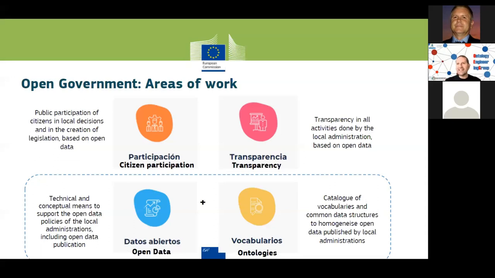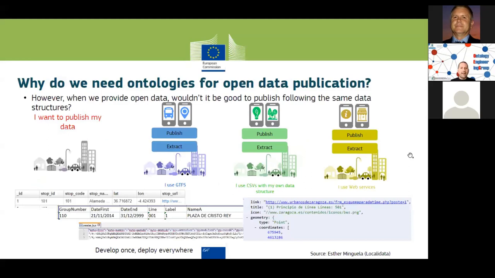as Danny has been commenting before, knowledge graphs cannot be understood without ontologies. And there is a lot of work that we have been doing on ontology development and ontology governance for cities. So if we go next, we could actually ask ourselves, why do we need ontologies for open data publication? Why do we need ontologies for knowledge graph publication?